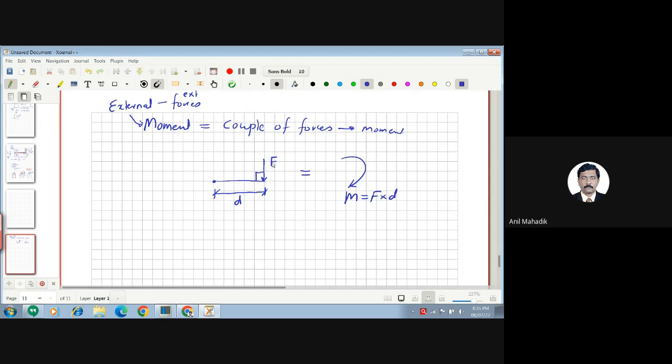So this is external, this is action, our external load, and there will be a reaction also like this. The reaction will be F. I hope you are getting this.